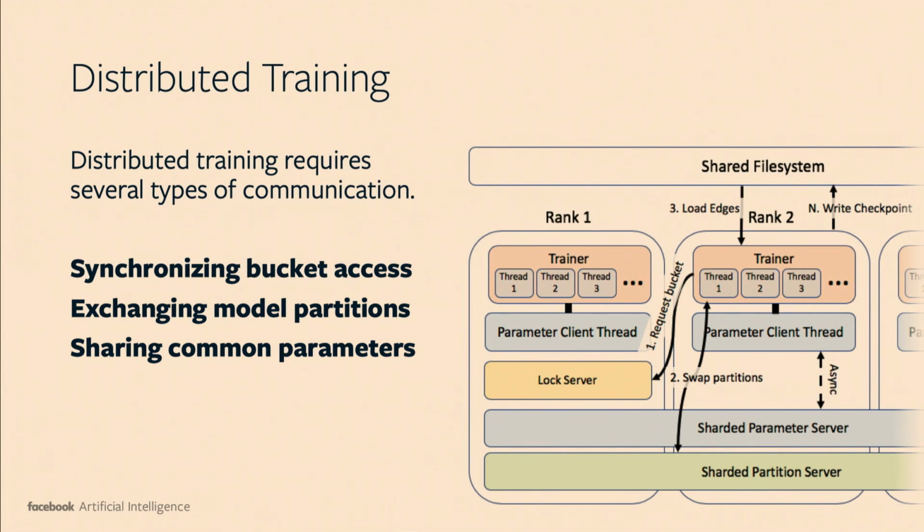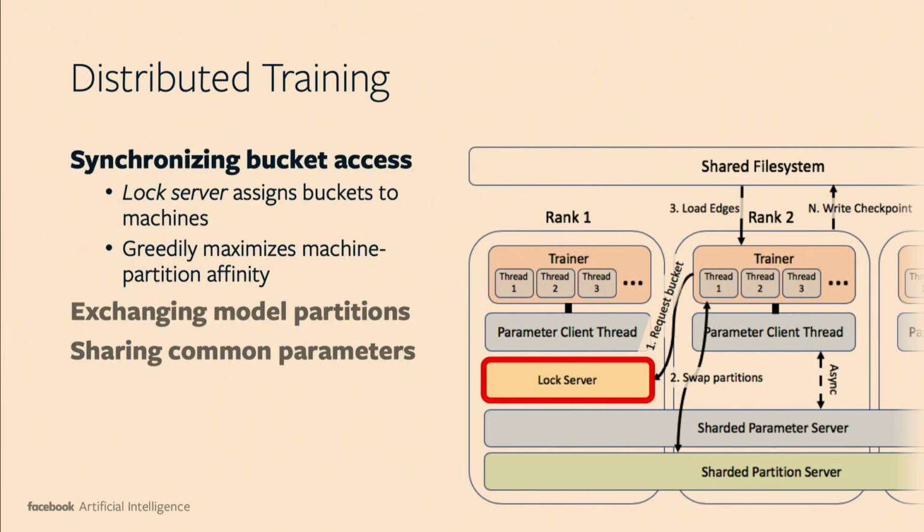And this is all coordinated. When you launch the trainers on the different machines, they all launch sub-process servers that are able to do all these different types of communication. So the first thing is that you have to synchronize which machine is working on which bucket of edges. And this is done with a lock server that assigns buckets to machines. And the way it does it is basically just trying to greedily maximize machine partition affinity.